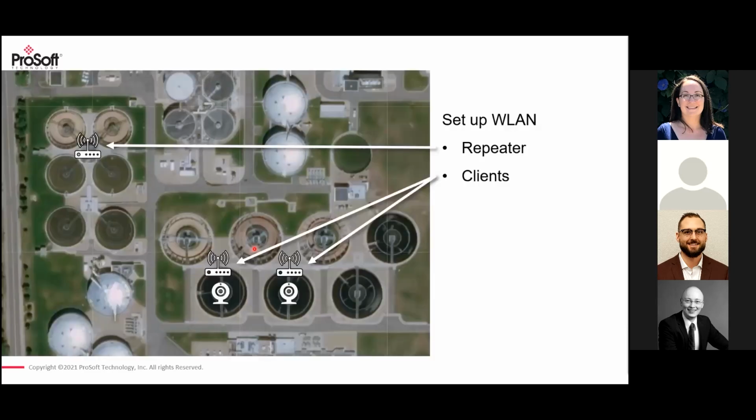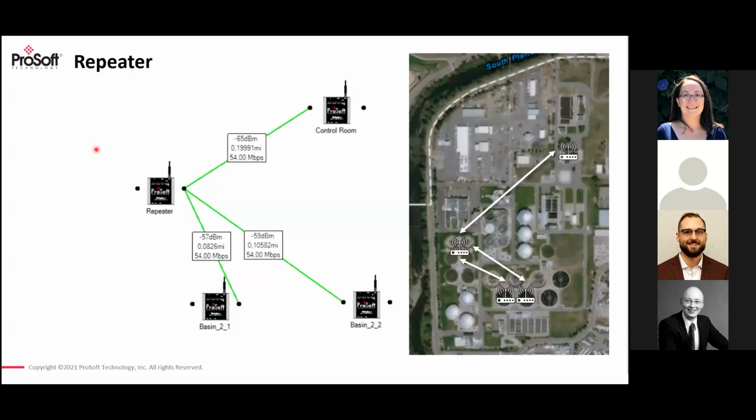A repeater basically takes the signal from one of these clients. They send it to the repeater, which then is able to send it to the control room because it has a clear Fresnel zone in between the setup. So the final setup looks like this.